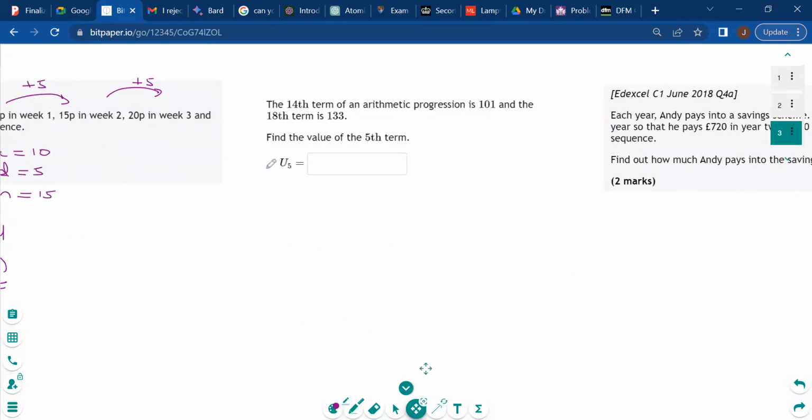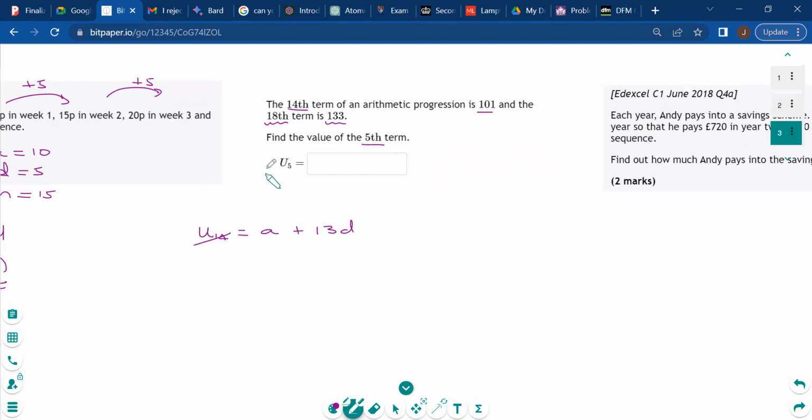Let's try a more difficult one. So the 14th term of an arithmetic progression sequence is 101. The 18th term is 133. Work out the 5th term. So I'll show you two ways you could answer this. The more general approach would be like this. The 14th term is equal to a plus, well, n minus 1 means it's going to be 13. So it'll be equal to 13 differences.